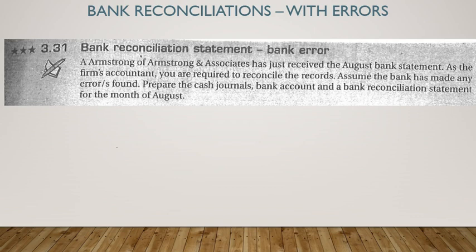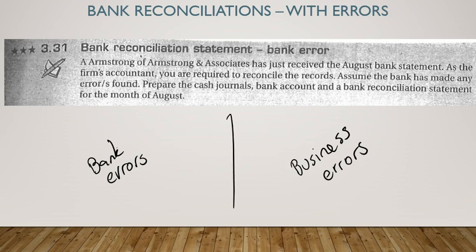So to start with, there's two different ways we can approach errors. There's assume the bank made them, which means the bank has stuffed up and we need to ring them and tell them, or assume that the business has made the errors. Now, if the business makes the errors, you as the accountant or bookkeeper have made that error normally, and they're a bit easier to fix. Because you've made them, they're easier to clean up.